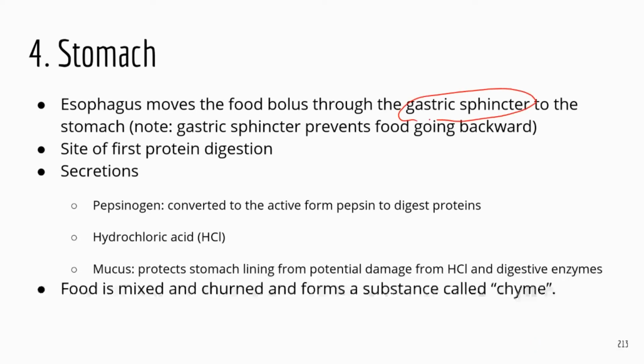So sphincters are usually kind of rings of muscles. It could be smooth muscle, it could be skeletal muscle. Once the food enters the stomach, the gastric sphincter is going to close. So that's going to prevent food going back into the esophagus. Stomach is the site of first protein digestion.